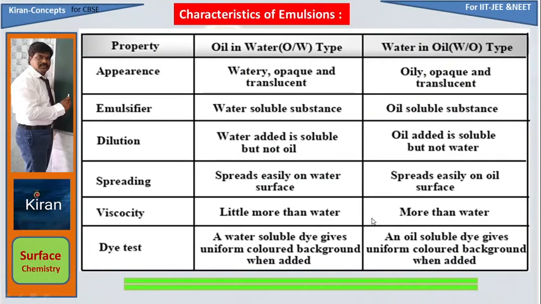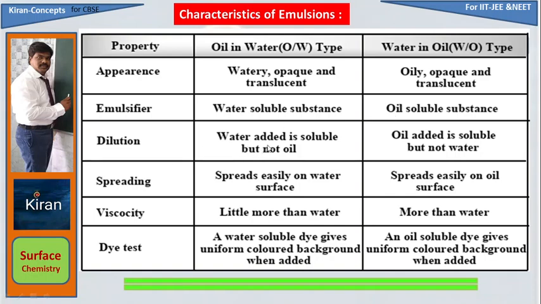Characteristics of emulsion: appearance, emulsifier, dilution, spreading, viscosity and dye test. These are the properties; we'll see them one by one. We have the oil in water type of emulsion and the water in oil type of emulsion. Appearance: oil in water is opaque and translucent, water in oil is opaque and translucent. Emulsifier: for oil in water, a water soluble substance; here, for water in oil, the emulsifier is an oil soluble substance.